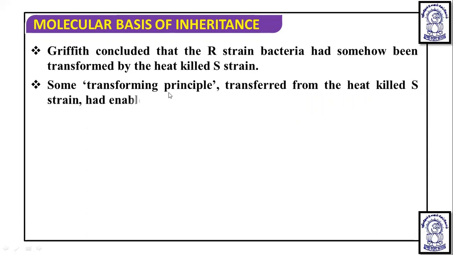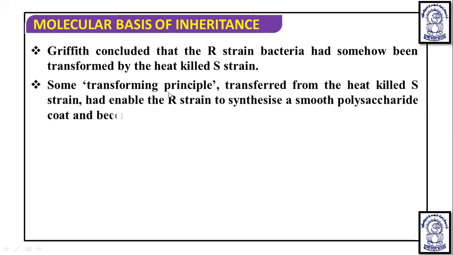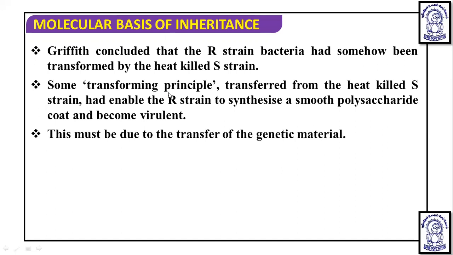How? Some transforming principle, or we can say transforming chemical, was actually transferred from the heat-killed S strain to the R strain, and that enabled the R strain to synthesize a smooth polysaccharide coat and become virulent. So it is showing that some material or transforming chemical from the heat-killed S3 strain was received or absorbed by the R strain, and the R strain became virulent because it developed a capsule. So this must be due to the transfer of genetic material.